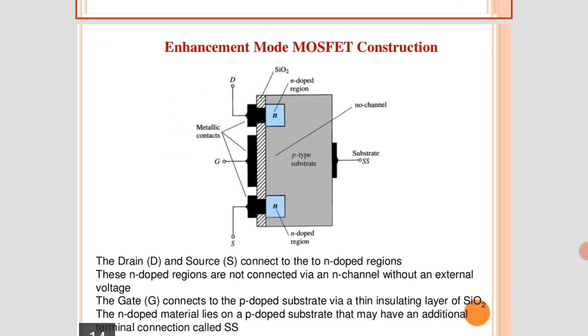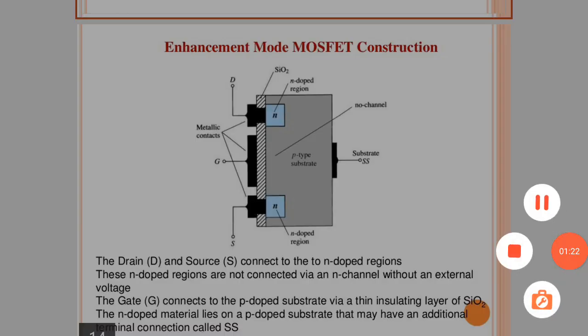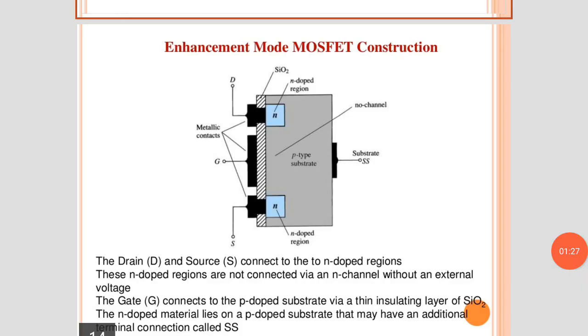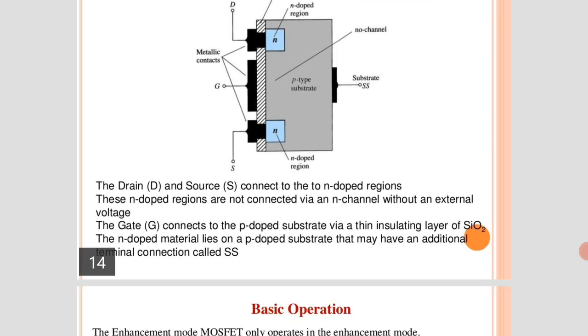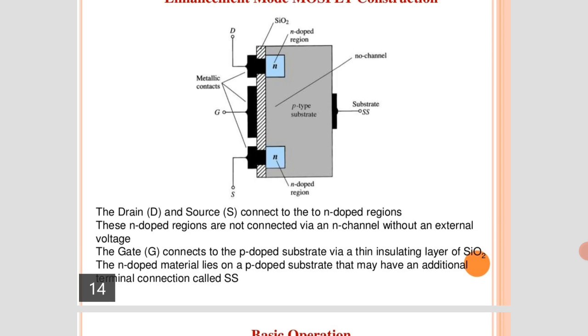After that we see the enhancement mode MOSFET construction as shown above. The drain, gate and source: firstly we see drain and source, which are our n-doped regions. In the n-doped region the SiO2 silicon oxide material is used. There is no channel in the p-type substrate; SS metallic contacts, drain, n-doped regions. These n-doped regions are not connected via an N-channel without an external voltage. The gate is connected to the p-doped substrate via a thin insulating layer of SiO2. The n-doped material lies on a p-doped substrate that may have an additional terminal connection called SS.